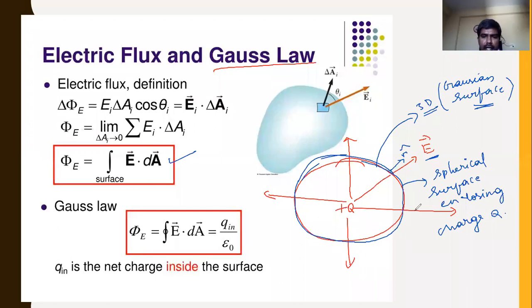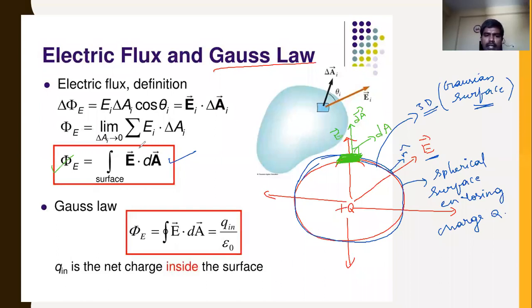dA is a very small elemental vector. I am choosing this as an elemental vector, a very small element in that Gaussian surface. And this is dA. In which direction is the dA vector? Obviously it should be perpendicular to the surface area. So this is dA bar, and this is E bar. So E dot dA will be equal to d pi. That is fair, so this thing is clear.